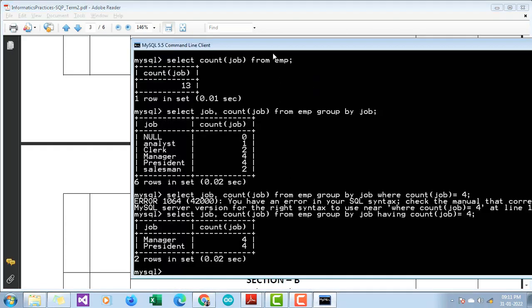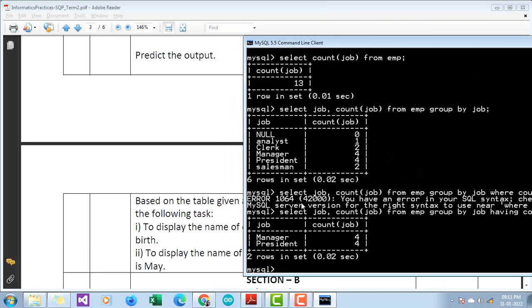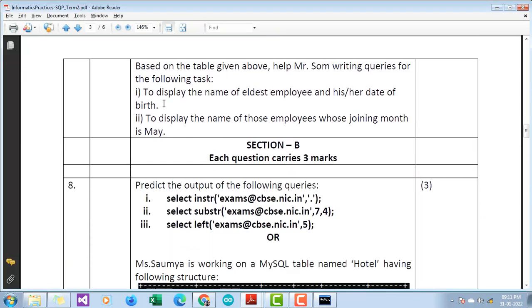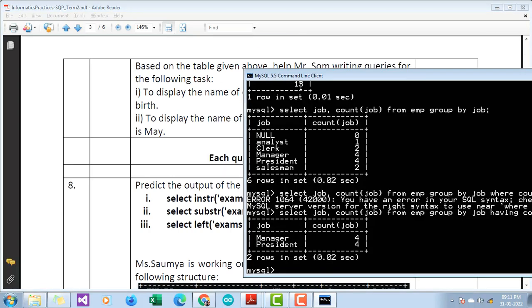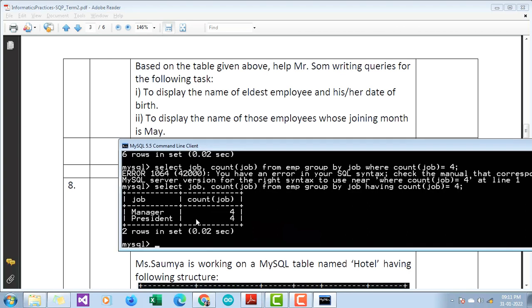Let me adjust so that I can review the question as well as write the query. So how I'm going to do it is: select date of birth from EMP where DOB is equal to select min DOB from EMP. Actually it should be min DOB, not max.